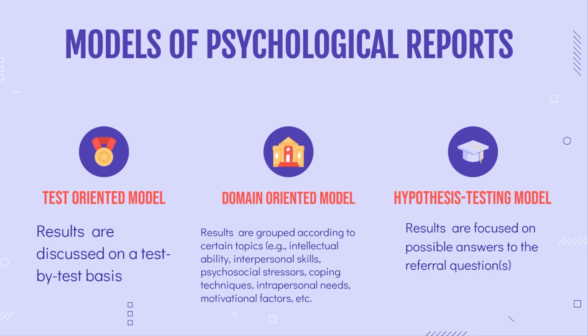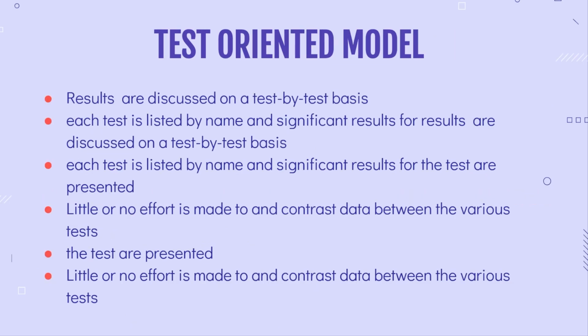Okay, so what is the test-oriented model? Results, like I said, are discussed on a test-to-test basis. Each test is listed by name and significant results for the tests are presented on a test-by-test basis. There is little or no effort made to contrast data between the tests. The tests are presented only.